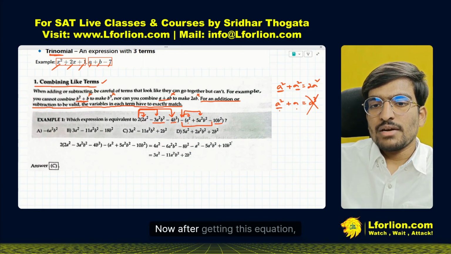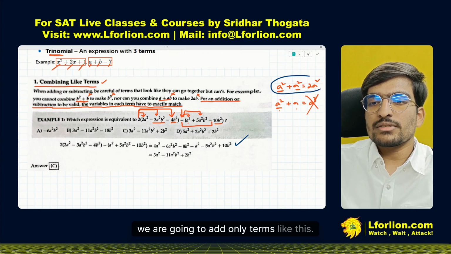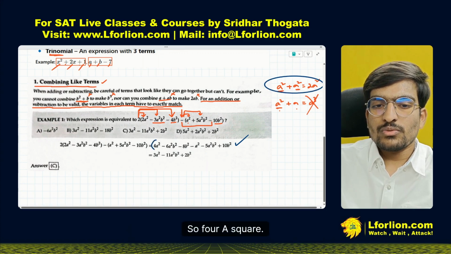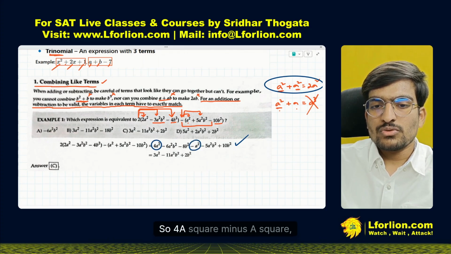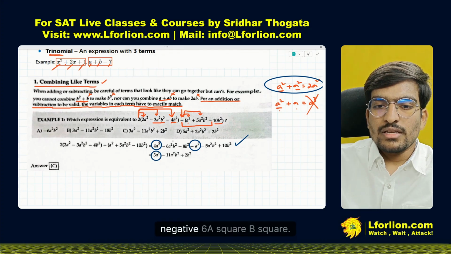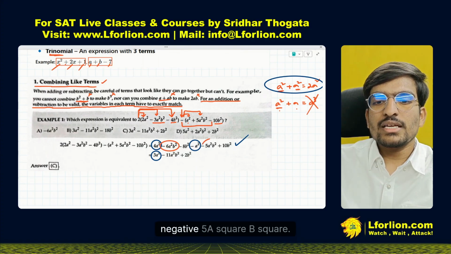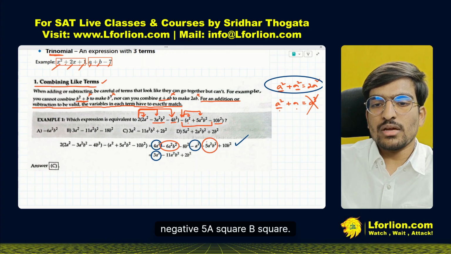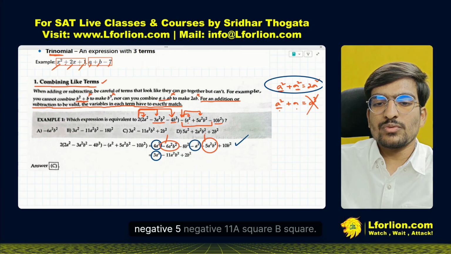Now after getting this equation, we are going to add only like terms. So 4a square, look for another a square term. So there is another a square here. So 4a square minus a square is 3a square. Negative 6a square b square, look for another a square b square term, and negative 5a square b square, that becomes negative 11. Negative 6, negative 5, negative 11 a square b square.